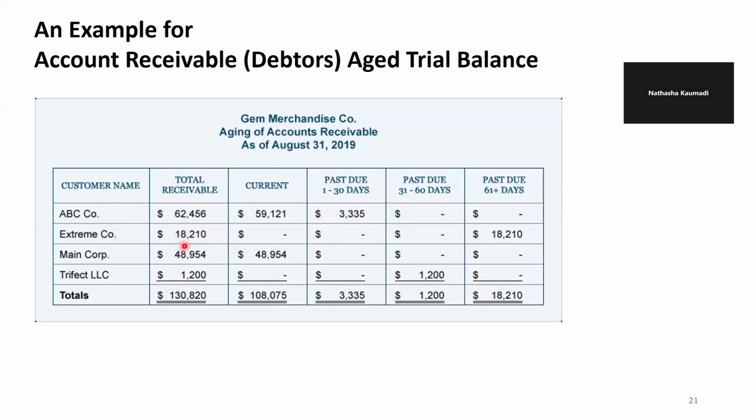But look at Extreme company. Total balance is $18,000. It is not in the current bucket or the 1 to 30 bucket or the 31 to 60 bucket. That is more than 2 months old. 18,210 is a very old balance. Likewise, you categorize your balances based on different invoice dates.